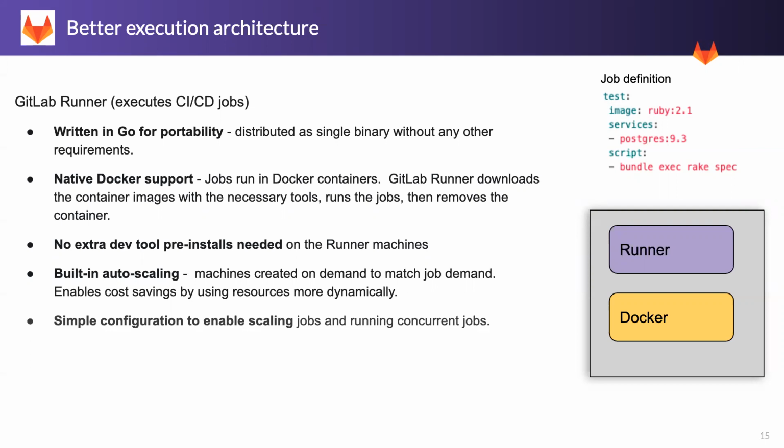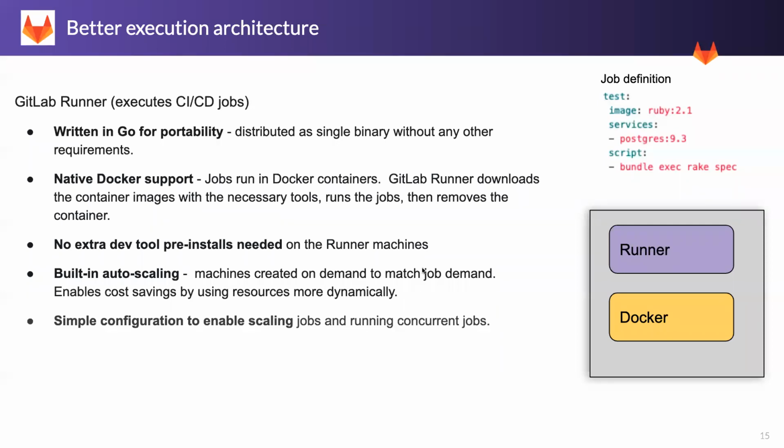GitLab Runner supports built-in auto scaling, so machines can be created on demand for jobs. This way you can save money, because if you're running on the cloud, you have machines up and running only when you need them for the job, but not always. There is a timeout, and when the job ends, those machines are no longer costing you money. And of course, it has simple configuration to enable scaling jobs and running concurrent jobs.